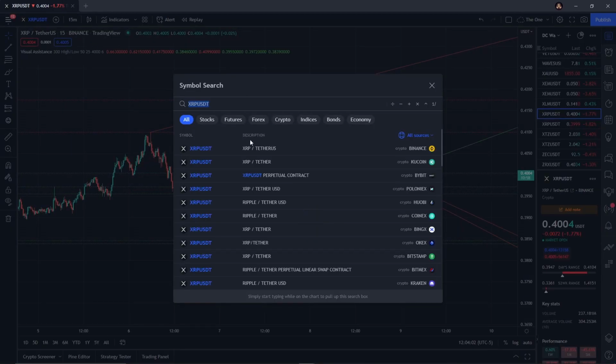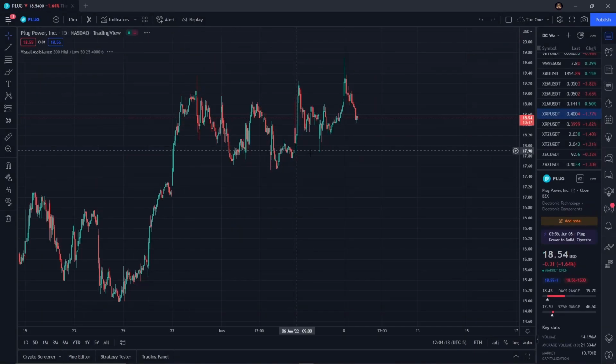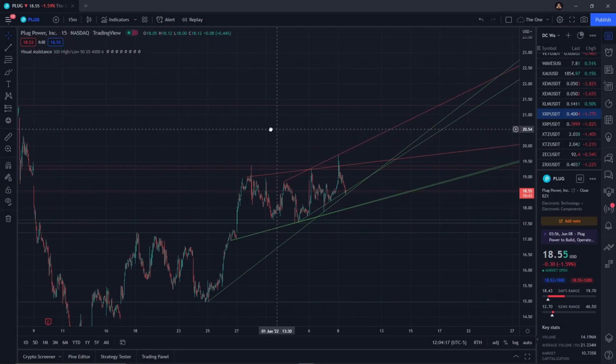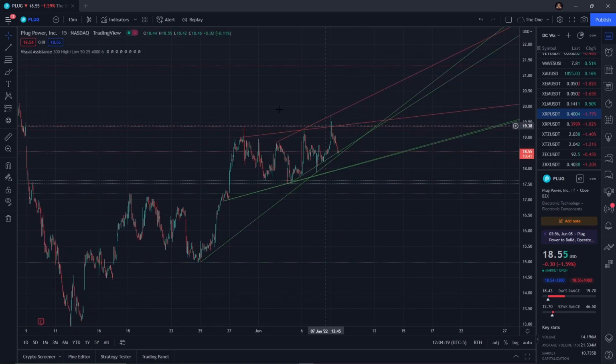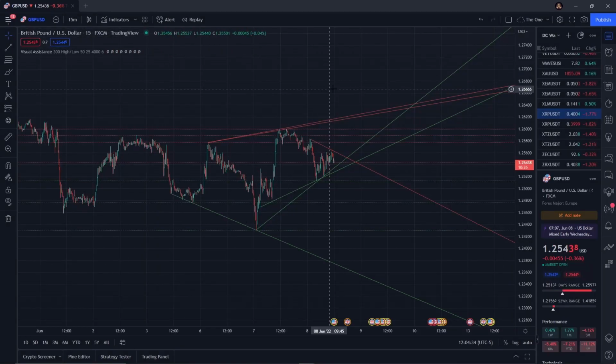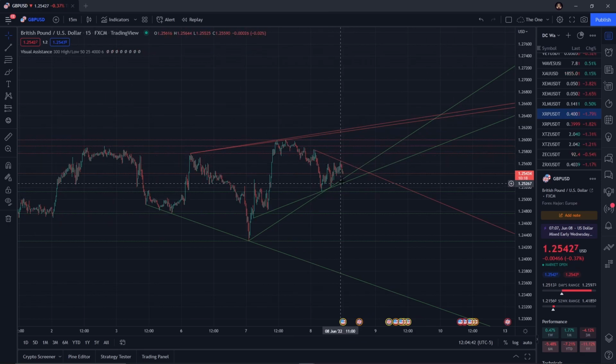Now let's just take a look at a random asset. I guess the first thing that comes to mind was Plug, so we can take a look at a stock. Here we can see that Plug is also getting dynamic support and resistance lines generated by the algorithm. Take a look at some Forex. So here we go, taking a look at GBP USD. So it works on Forex charts, stock charts, and crypto charts in real time, and will update as well whenever you get new support and resistance lines when something is broken and a trend goes into a different direction.